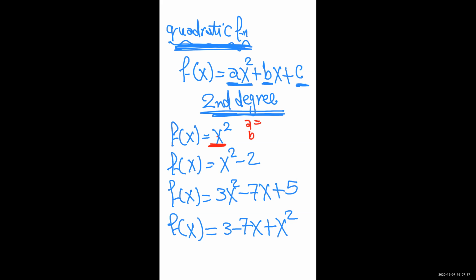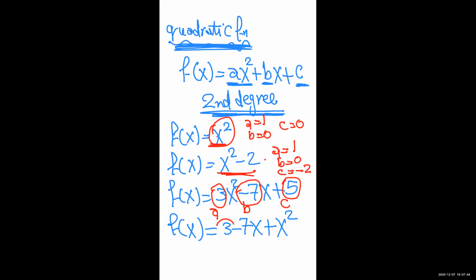So a equals, of course, the coefficient of x squared, so 1. B here, 0. We don't have x. Here, a equals 1, b equals 0 since we don't have x, and c equals 0. Then c here equals negative 2. Then here, a is 3, b is negative 7, c is 5. And for the last one, c is 3, the coefficient of x, b, is negative 7, then 1 is a. Are we clear about this?